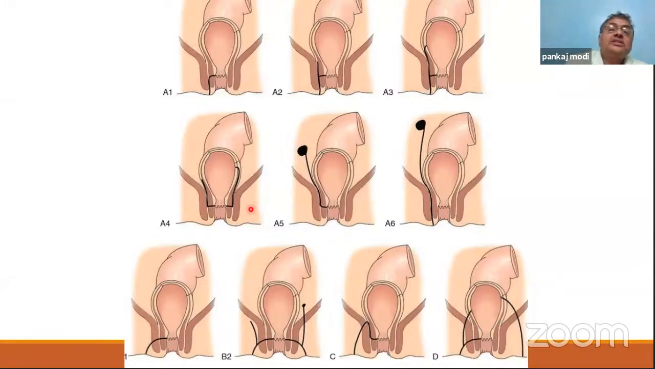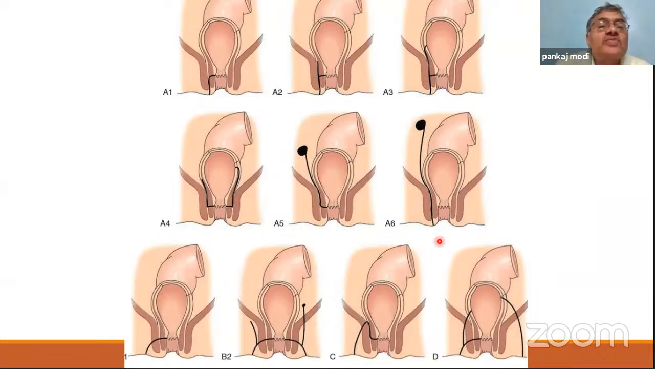You understand? The A5 are the most difficult fistulas to treat. They are most difficult to diagnose and most difficult to treat. And A6 are usually secondary to a pelvic pathology. The usual cause is either diverticular disease, bladder disease, or pelvic abscess due to another reason. So it is higher up, the collection is above that, and it presents in the perianal region.